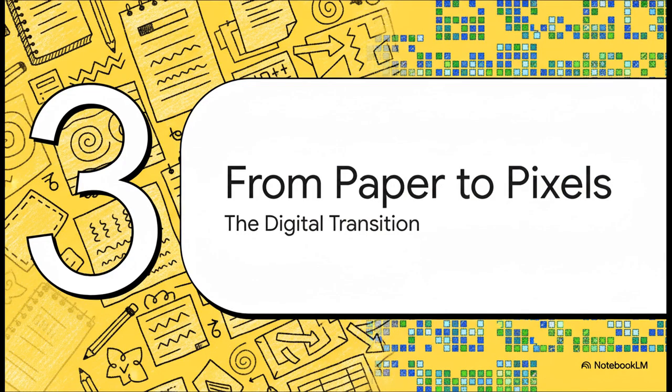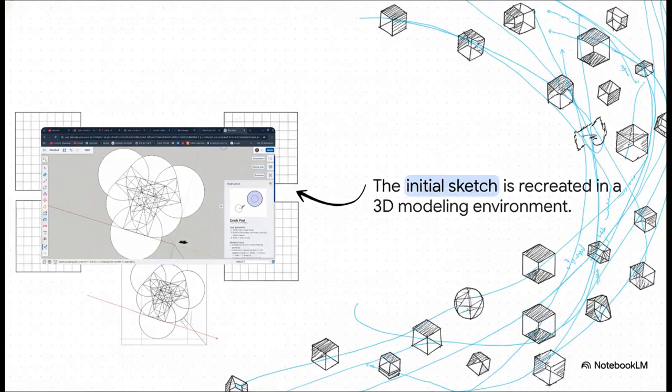Okay, so how do we get from this hand-drawn idea to the digital world? Let's follow the journey from paper to pixels, because that's where the magic really starts to happen. So here we are in a 3D modeling program, and that sketch is being perfectly recreated. And this isn't just tracing it. This is the step that locks in the rules, the exact measurements, the relationships between the lines.